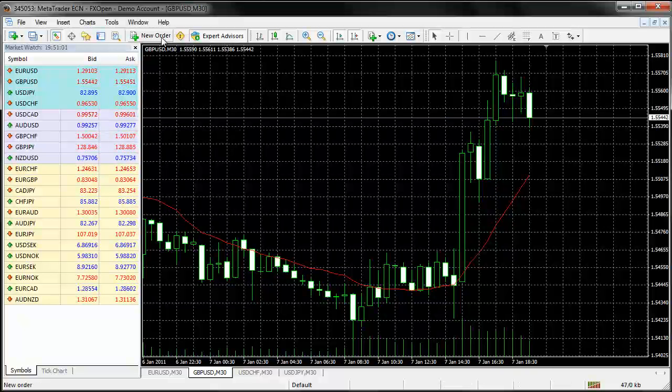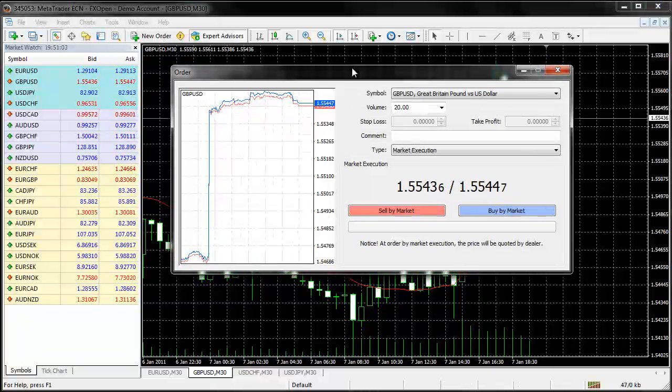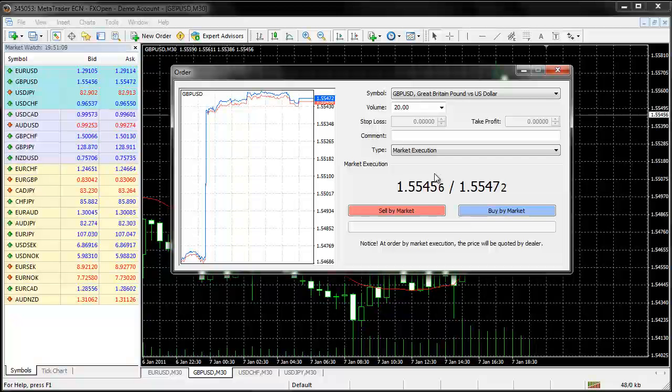Alright, the better way to explain this is by bringing up this order box. Okay, now in the order box you have a buy and a sell button. The sell button's on the left and it's marked as red, and the buy button on the right, and it's marked as blue.